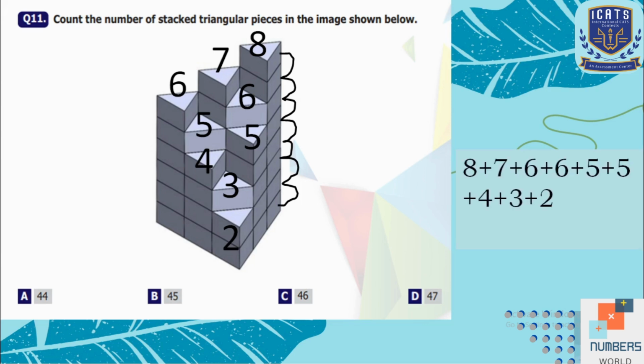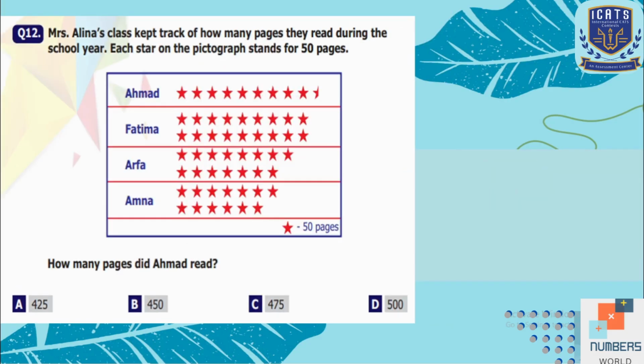So now we are going to add all the triangular pieces given in the different bars. The total is 46. So C is the correct option.